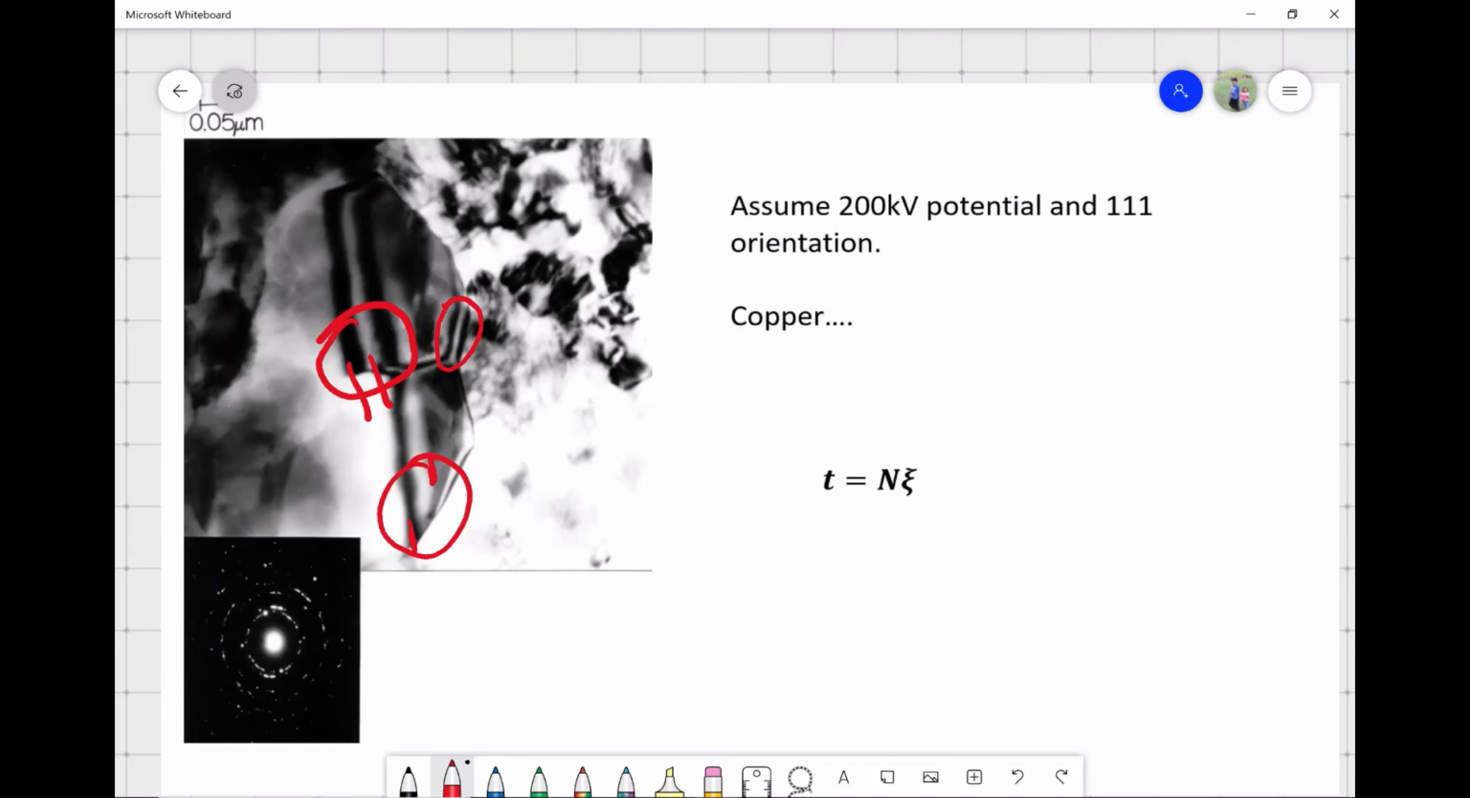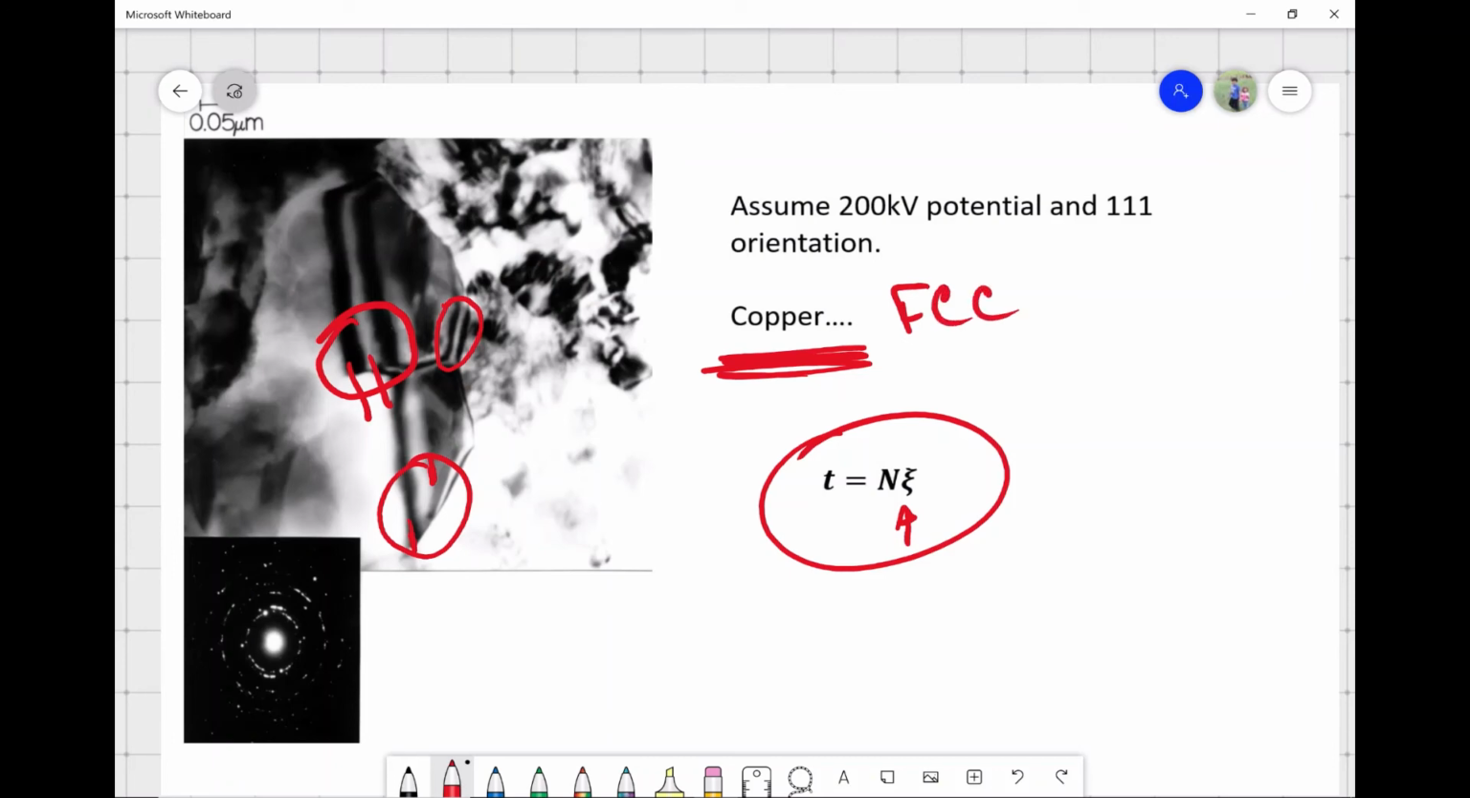So we have some information. We're oriented in the 111 direction. We're going to use this equation here. Thickness equals the number of fringes times, I believe this is eta, and that's really just the extinction distance. And we also know that it's copper, and copper is FCC.